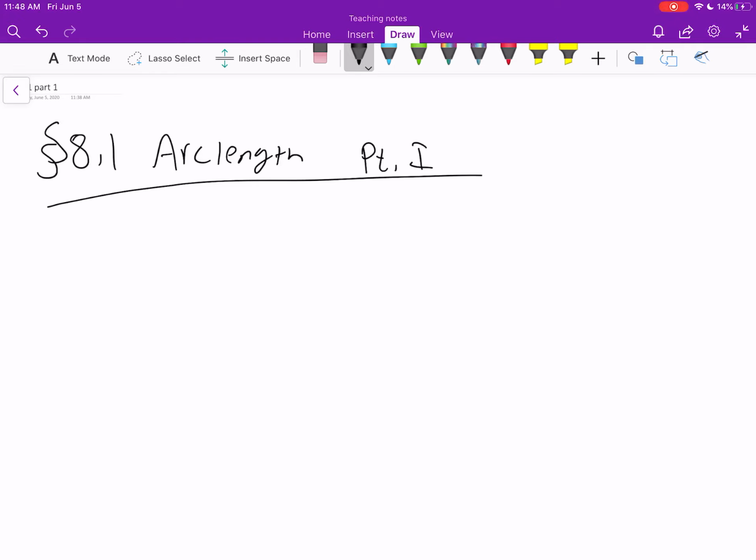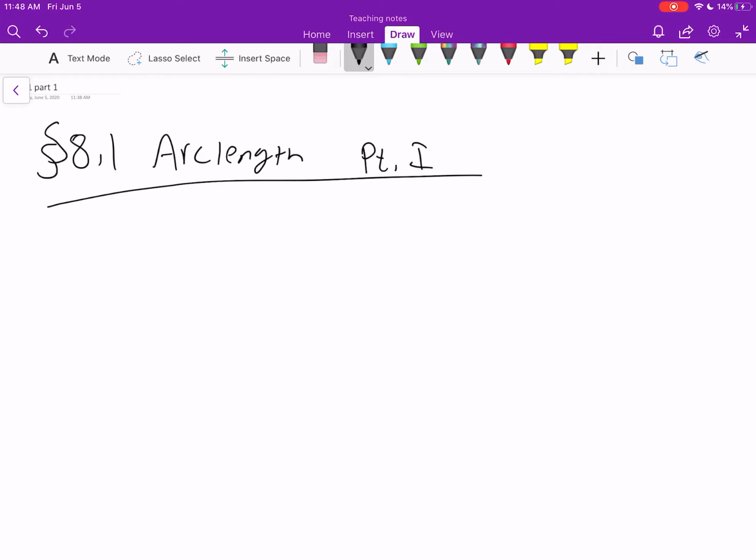Alrighty, so we're going to move on to section 8.1. This is the start of new material. This is going to be the only part of section 8 that we do. We're going to move on to polar coordinates after this.